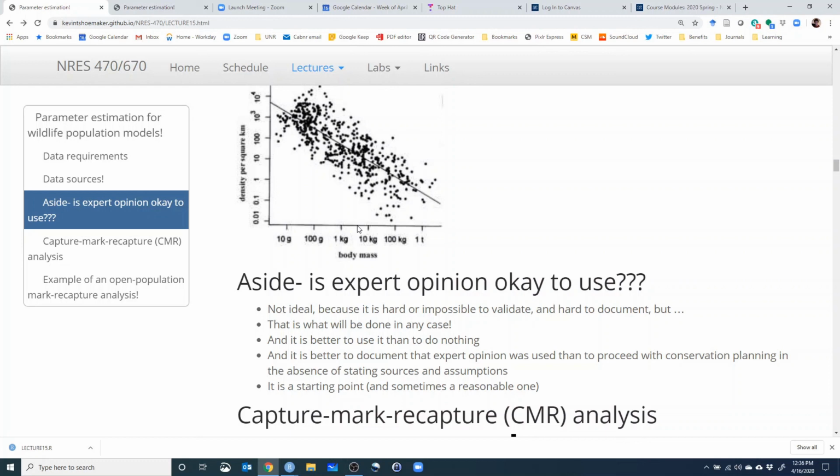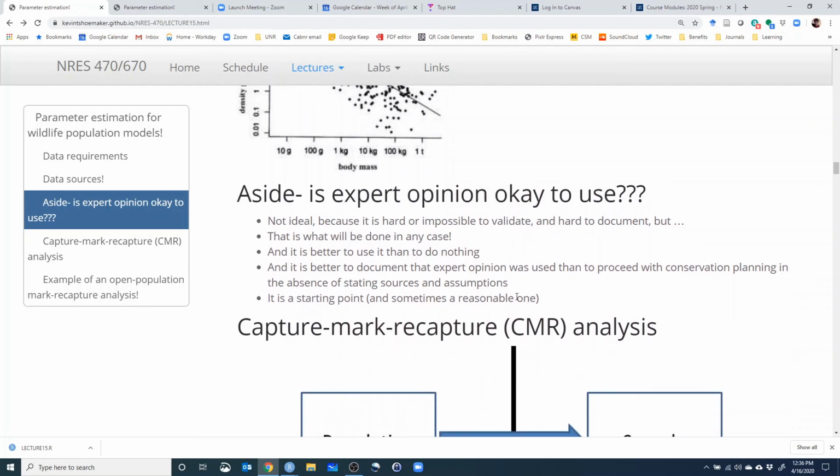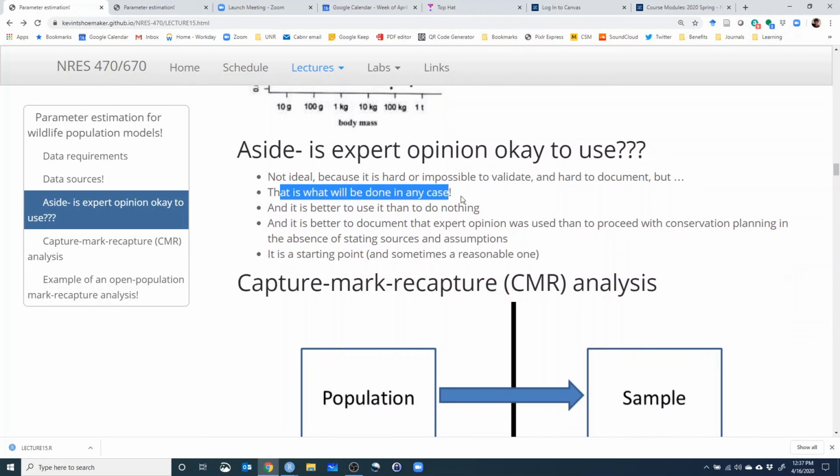So we get a lot out of developing models by opinion, by convening experts. It's definitely better than nothing, but it's not perfect. It's not ideal. It's hard, impossible, to validate the parameter estimates we're getting. We don't have data, and without data you can't validate anything. But it's what we have to do in some cases where there's very little information.